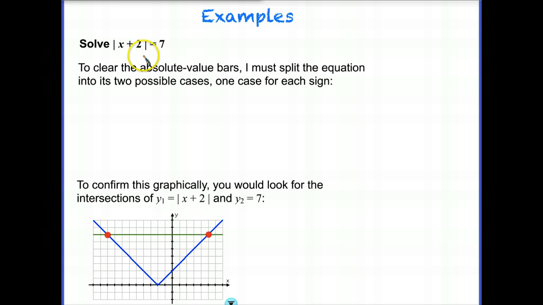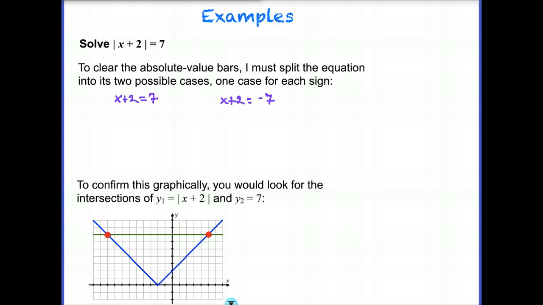Let's say we were given this equation, solve absolute value of x plus 2 equals 7. In order to solve it, we need to clear the absolute value bars. So I must split the equation into two possible cases, one for each sign. There are multiple ways to do this, but I find that the easiest way is to write the left side twice, the one that's in the absolute values. So I will write x plus 2, and then I will write x plus 2. What I'm going to split up is the 7. I'm going to do one equation where I leave it as positive 7, and a second equation where I change it to its negative alternative, negative 7. So I'm going to take the opposite sign.